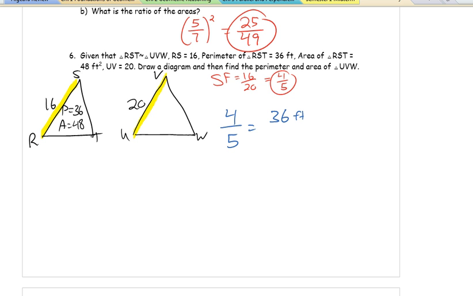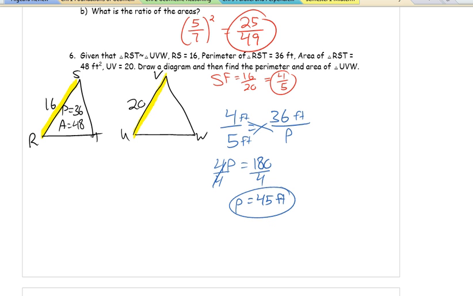feet, what is this all in feet? What's the perimeter of my big, so I'll call it P. What's the perimeter of my big triangle? Cross multiply, so that comes out to 4P equals 36 times 5, which is going to give you 180, divided by 4. P is going to be equal to 45 feet. So that's your perimeter.